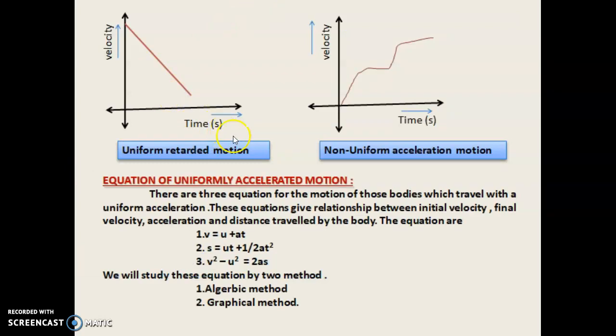Next one is uniform retarded motion. What is uniform retarded motion? Retardation means negative acceleration. What happens is the velocity decreases with time. So you'll get this type of graph for uniform retarded motion. Next is non-uniform accelerated motion. Non-uniform accelerated motion gives a zigzag line.